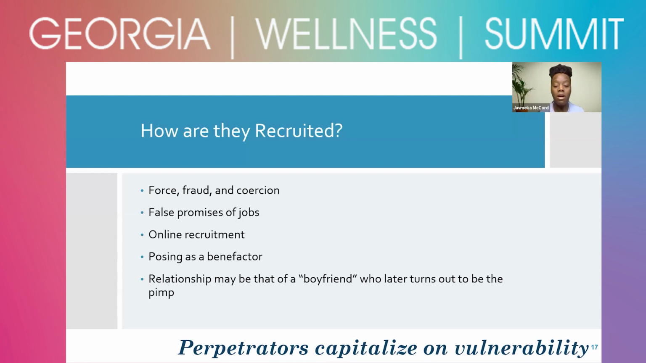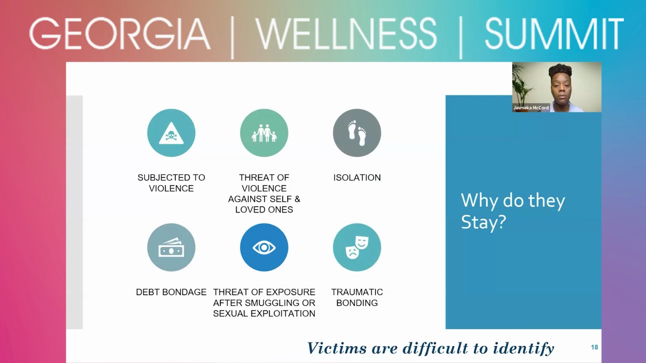You may have a relationship with that person. Again, we spoke about how these may be friends or neighbors or relatives. This person may be a boyfriend, a girlfriend, a significant other who turns out to be a pimp. So they recruit them under false premises, under fraud, with coercive activities, and then they capitalize off of that vulnerability. So the victim is now captured.